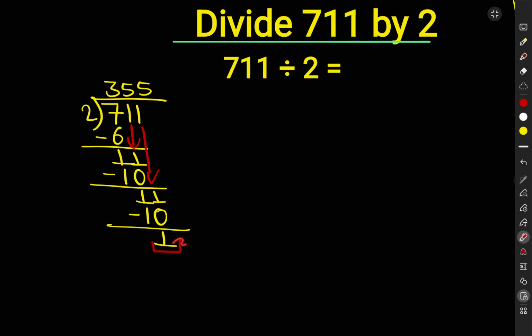So now this 1 is less than 2 and there is no other number to put down. So we put a decimal here so that we can put 0. So it is 10 and 2 times 5 is 10. On subtracting we get 0. So 711 divided by 2 is 355.5.